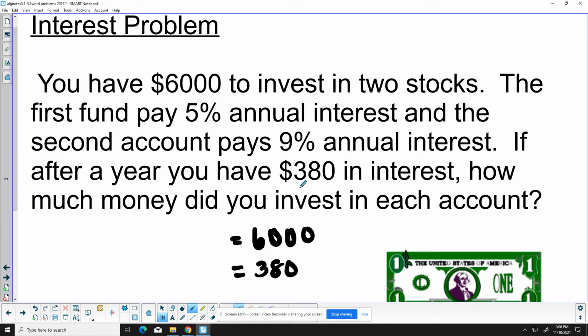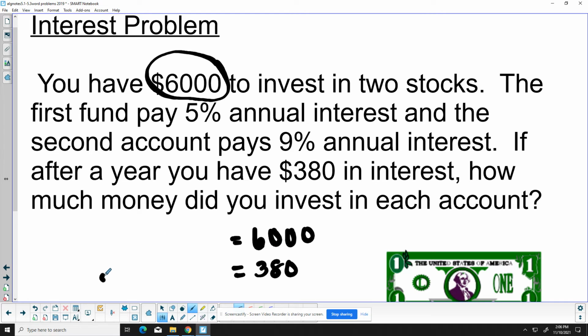Now everything's money, so I have to know what I'm doing here. I'm investing $6,000 in the two stocks, and it pays a particular interest rate. The first fund is 5%, and the second account is 9%. I want to change those to decimals because I can't put percent numbers with non-percent numbers.